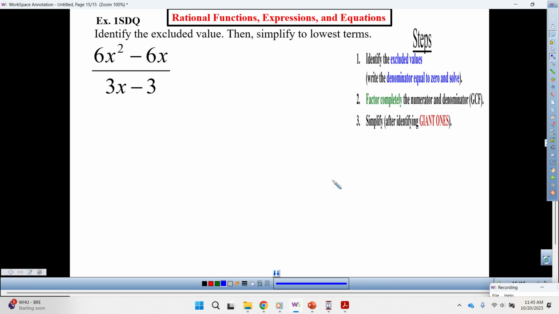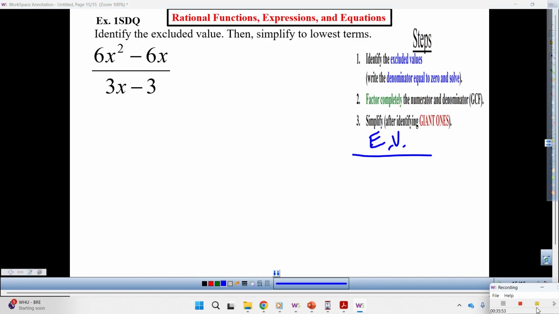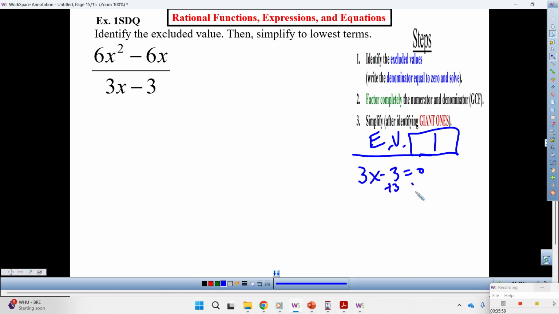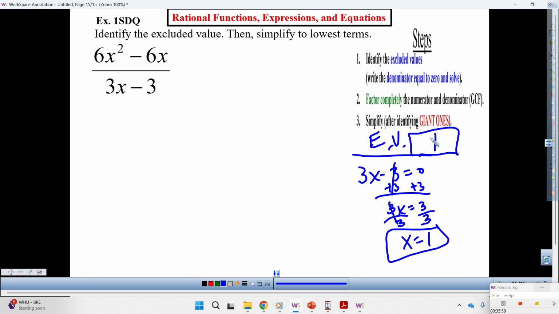I'll give you a head start. Find me the excluded value. See if you can simplify that. Go. See what you got. Hands up if you got 1. That is correct. And again, you take the denominator, 3x minus 3, set that equal to 0. Plus 3, plus 3. 3x equals 3. Divide by 3. x equals 1. That's my excluded value.